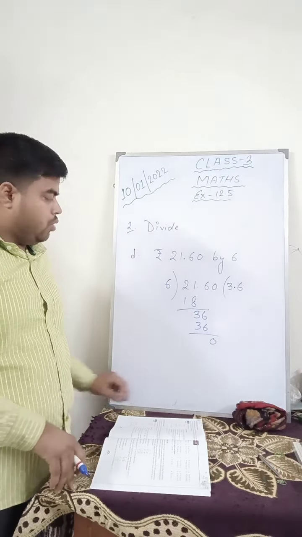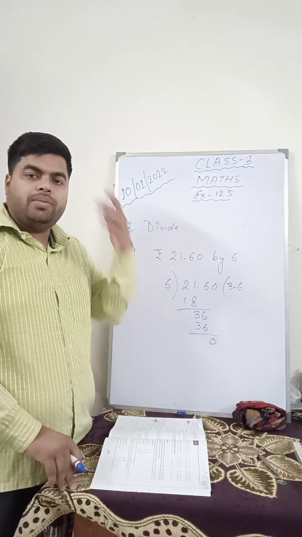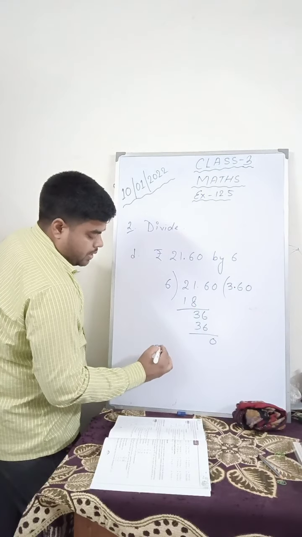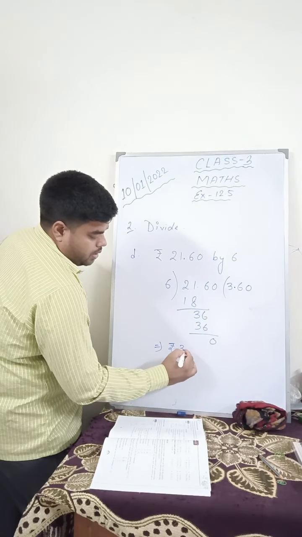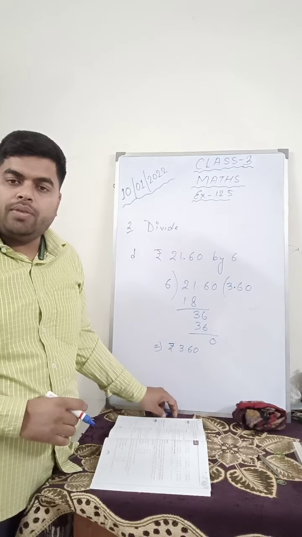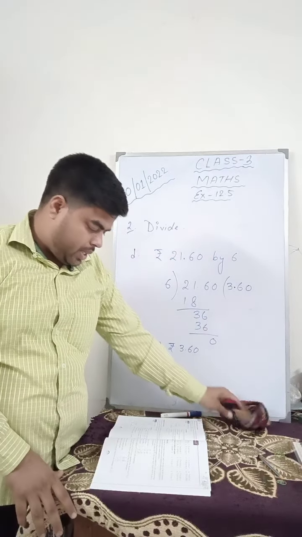As we know the rule that if any digit from the dividend place comes down and it is not divisible, what do you have to do? We have to put a 0 here. So the answer is rupees 3.60. I hope all of you have understood this. Okay. Now let us move to question number 3.